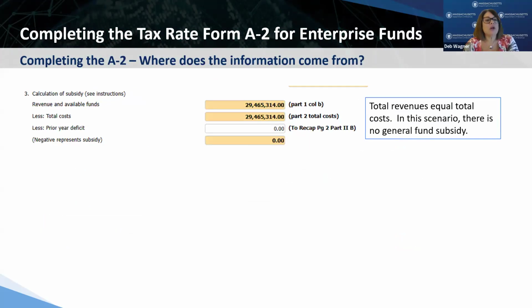Part 3 is where we would show a calculation of any general fund subsidy if there is one. And so in this particular scenario, total revenues equal total costs, so there is no general fund subsidy in this. I did, in a couple slides from now, show you what that would look like if there was a general fund subsidy. But in this particular one, there is no general fund subsidy calculated in Part 3.